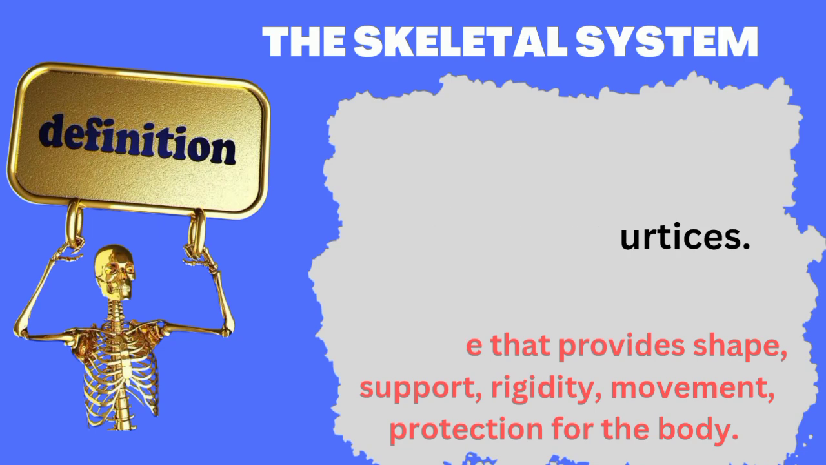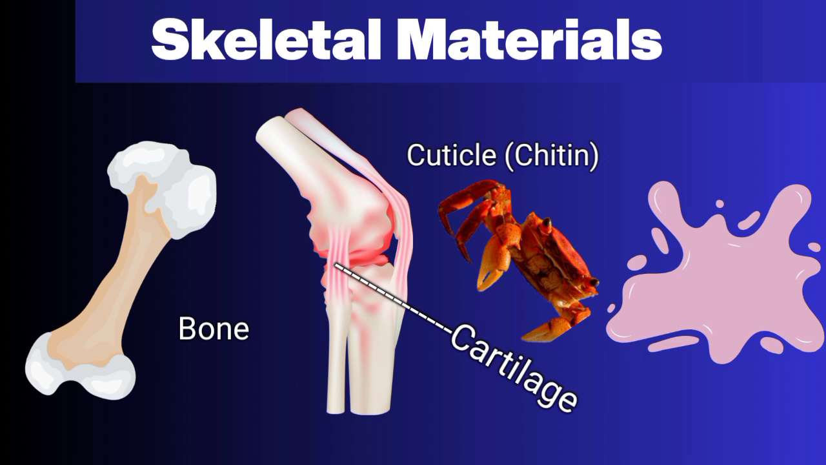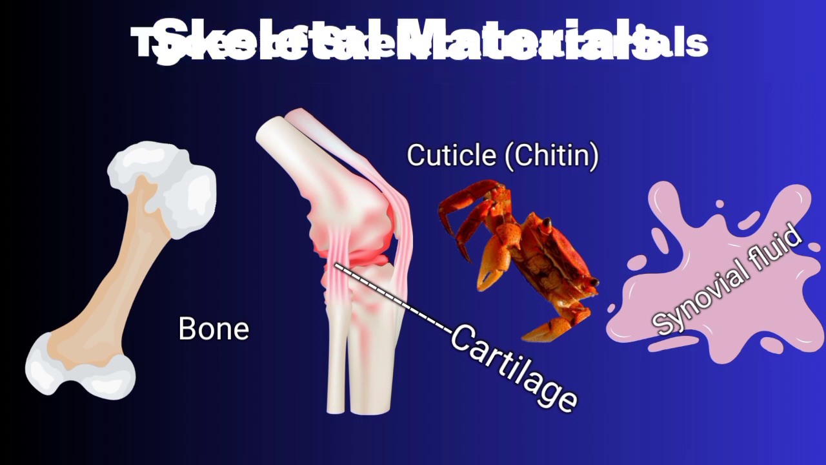The skeleton of animals are made up of various skeletal materials. These include bone, which is found in vertebrates like fish, amphibians, reptiles, apes, and mammals. We also have the cartilage. Cartilage are found associated with bone in the skeleton of vertebrates, and they are also the main skeletal material of cartilaginous fishes. The cuticles or chitin, they are found in arthropods like crabs, crayfish, insects, spiders, millipede, and centipedes. Lastly, we have the synovial fluid, which is the main skeletal material that provides support in worms and other worm-like organisms. Let's look at the structure of the bone.